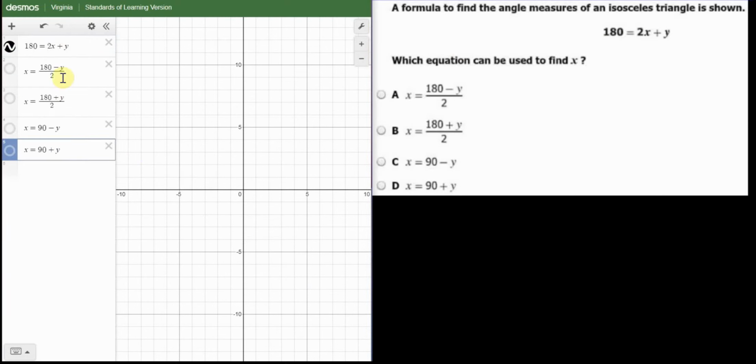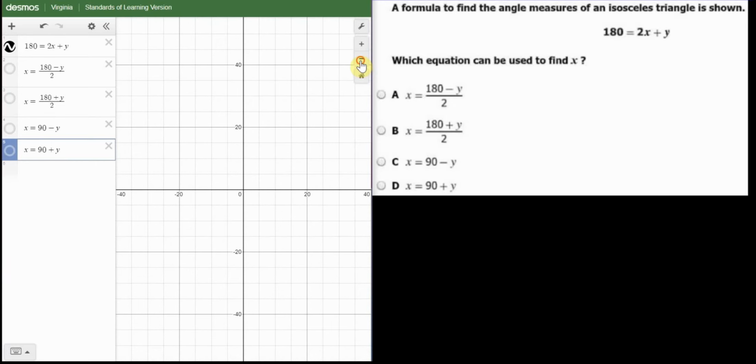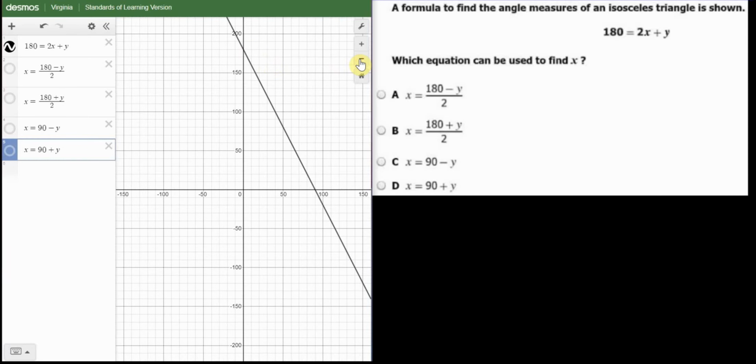So you can see over here, I've entered in the original, right here, the 180 equals 2x plus y. And I want to see the graph. And on the standard graph, I can't see it. So I'm going to zoom out a couple times. There we go. So now I can see. And now I want to see which one of these, because again, if I solve this equation for x correctly and I graph it, I'm going to get the same picture.